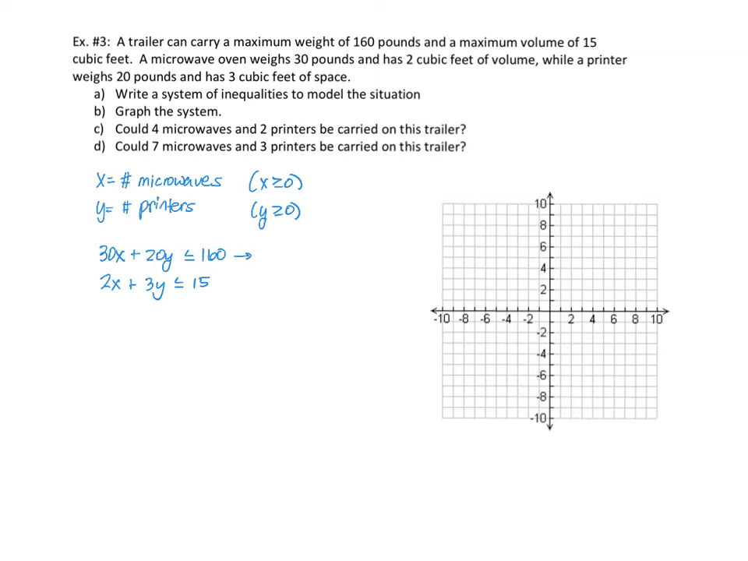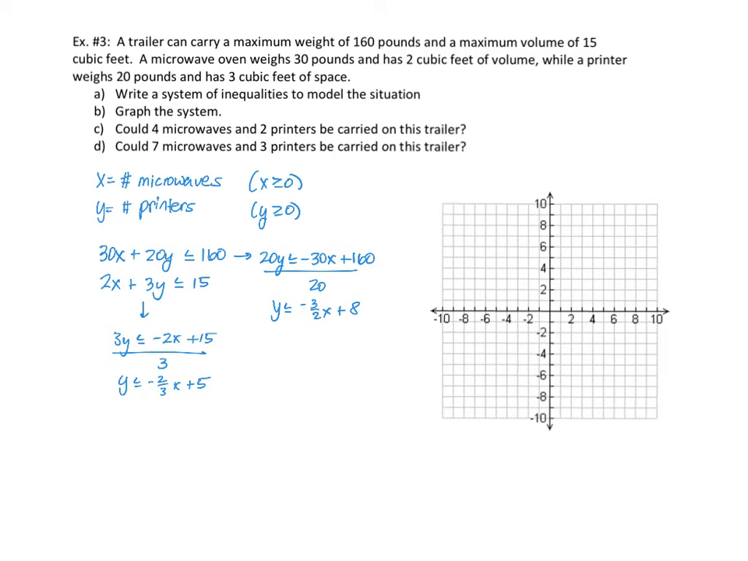Subtracting 30x, here I have 20y is less than or equal to negative 30x plus 160. And then I'm going to divide everything by 20. So I have y less than or equal to negative 3 halves x plus 8. And then here, same idea, I'm going to subtract my 2x. So I have negative 2x plus 15, and dividing by 3, y is less than or equal to negative 2/3 x plus 5. So I'm going to graph each one of these lines and think about my shading.